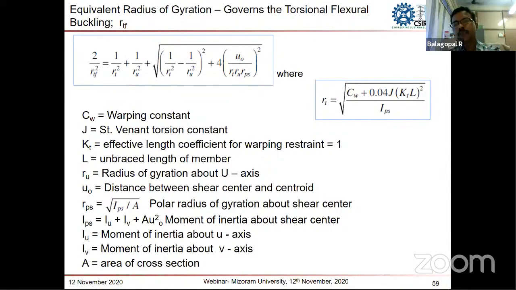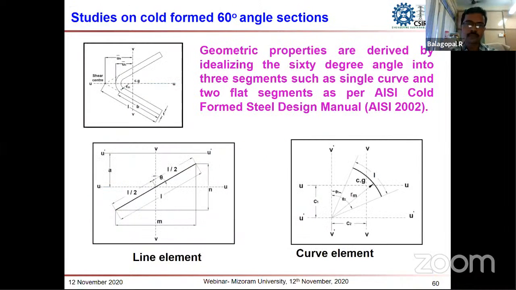This equation has to be computed using the ASCE 10-15 code. This formula is available in that American code, ASCE 10-15. We have to take this into account while computing the torsional flexural buckling of this 60-degree angle section. As I have told, we will see more in depth in the next few slides about this torsional flexural buckling. Here we did some R&D on the 60-degree angle sections.